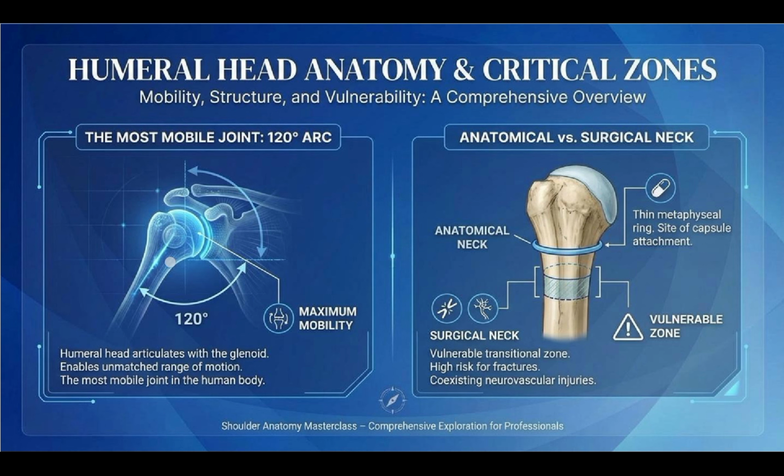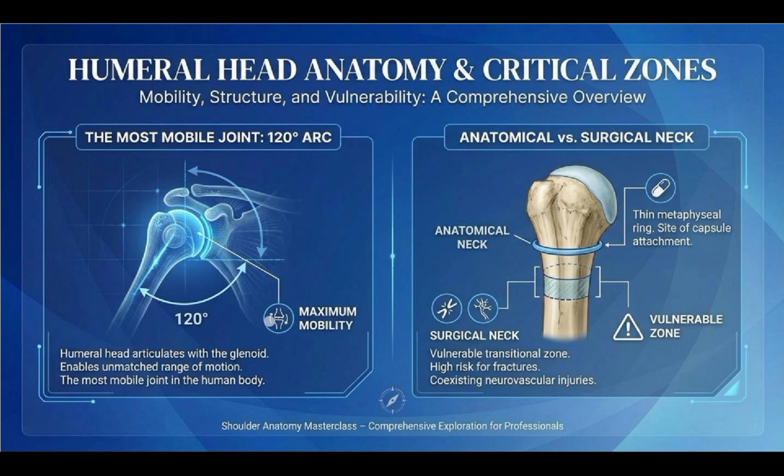Now, it articulates with the scapula to form a joint called the glenohumeral joint. This joint is formed by the head of the humerus and the glenoid cavity. The humeral head articulates with the glenoid, which enables unmatched range of motion, the most mobile joint in the human body. So if I ask you what is the most mobile joint in the human body, it is the glenohumeral joint. It provides an angle of 120 degrees, so it can extend to about 120 degrees.